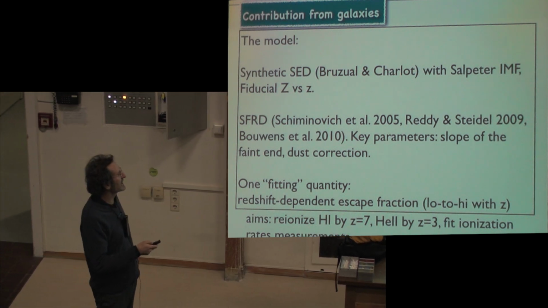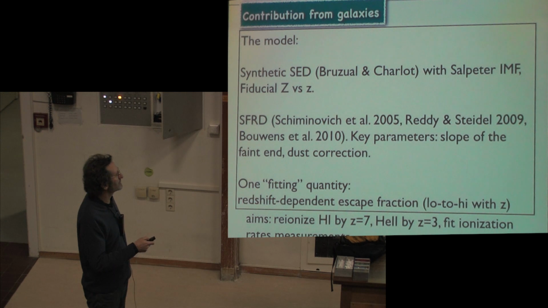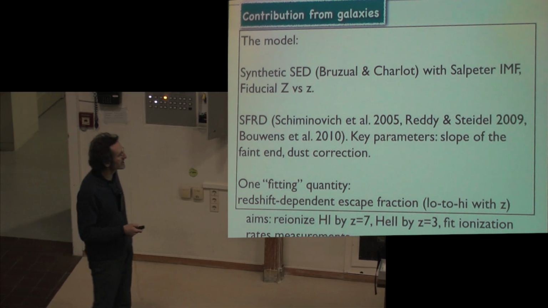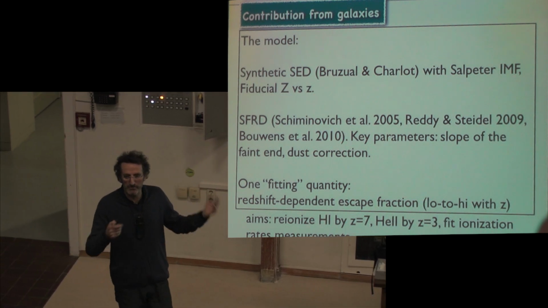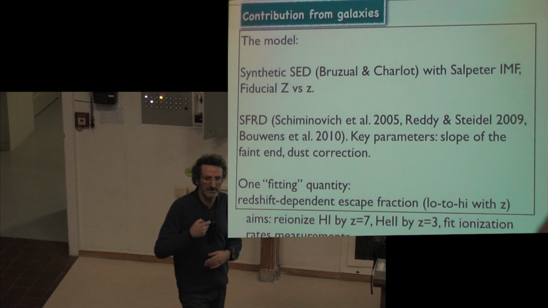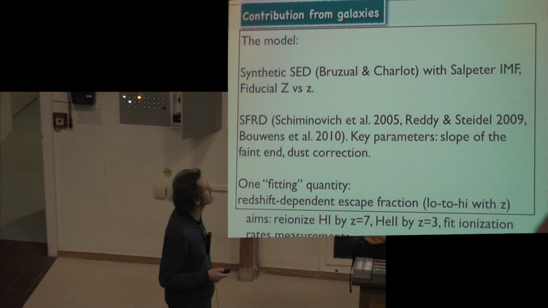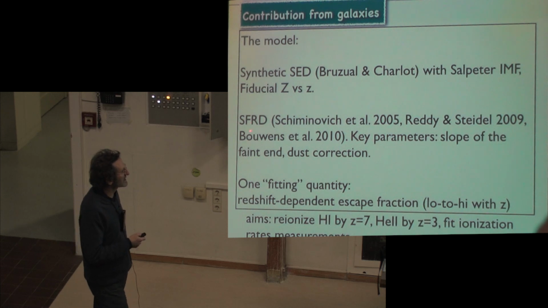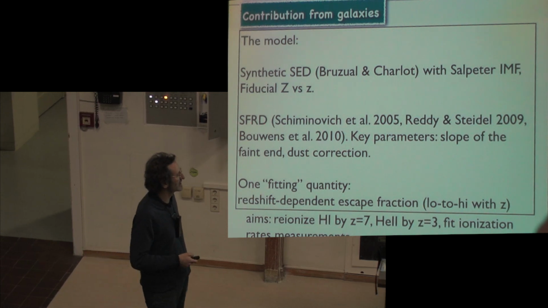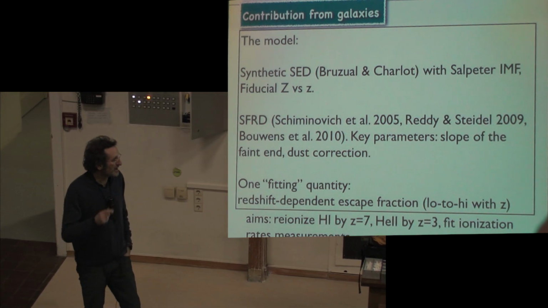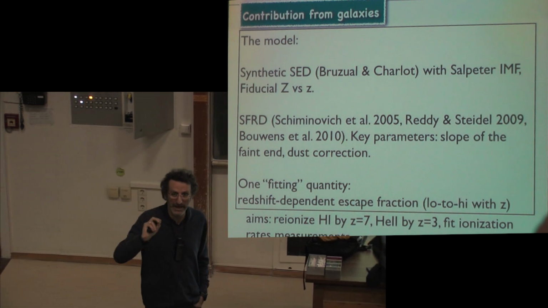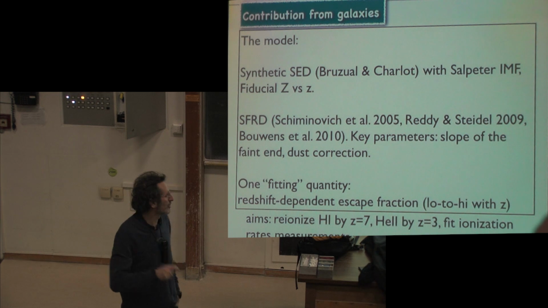For example, in my case, I used synthetic spectral energy distribution, usually with galaxies have a code by Jean-Charlot, subcritical manifold, metallicity versus redshift in some kind of fashion. I take a star formation rate density from various authors. There are three very important parameters here that play a very crucial role.